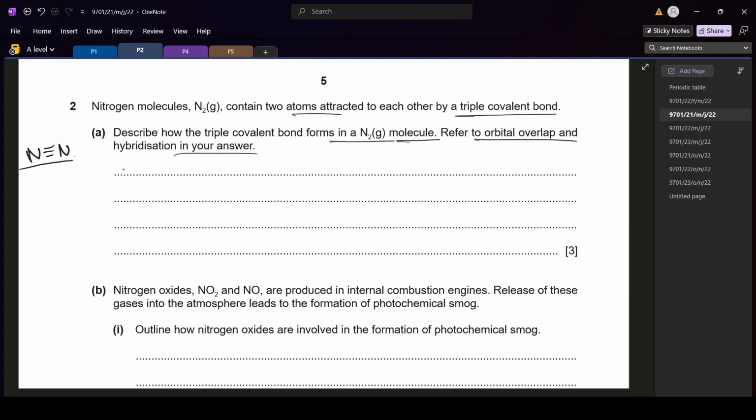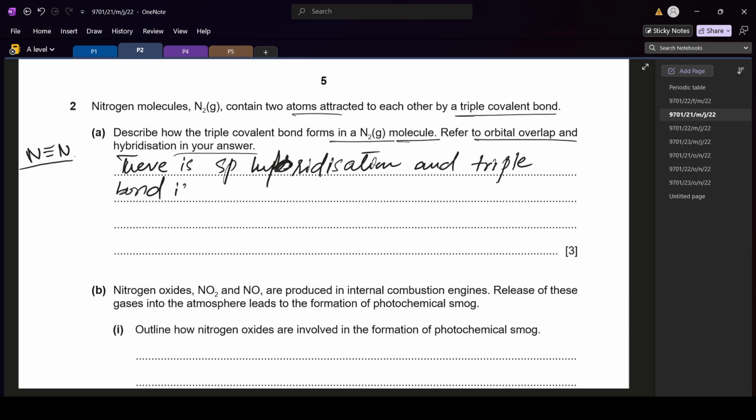So there is sp hybridization, and a triple bond is formed by one sigma bond and two pi bonds. Okay, and how are sigma bonds formed?